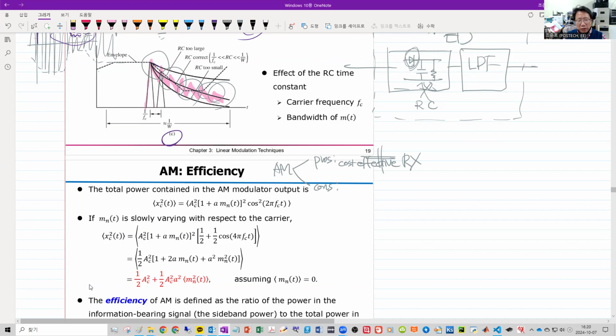Then pros always come with cons. In Korean, 단점들. What would be cons? The first most important is power efficiency. So in the transmitter, it wastes a lot of power.